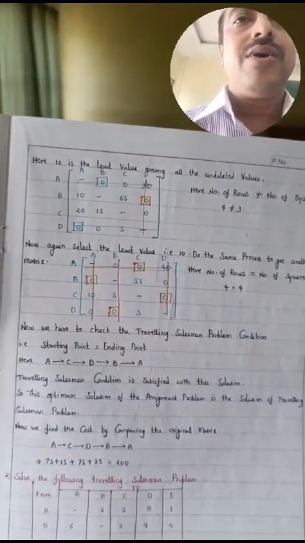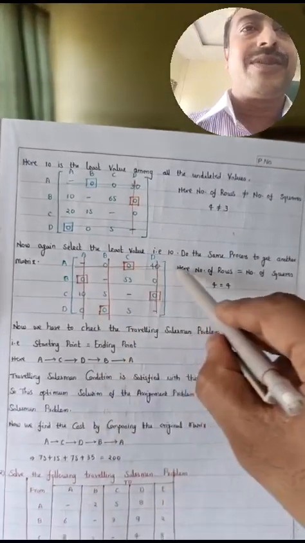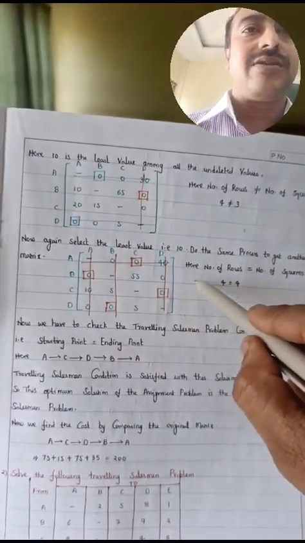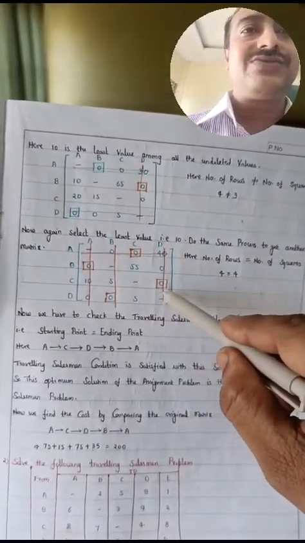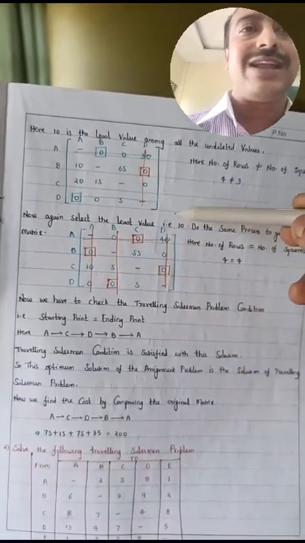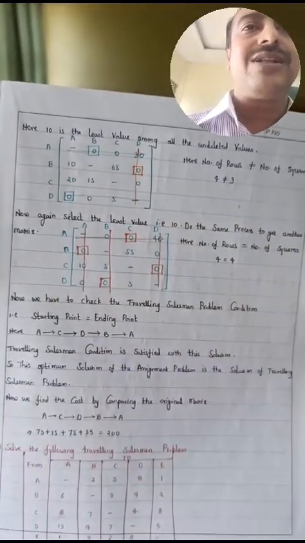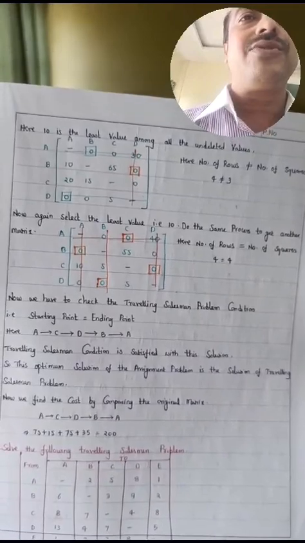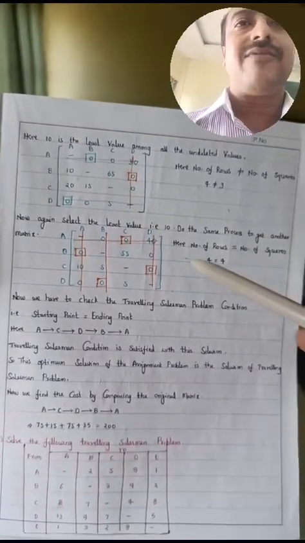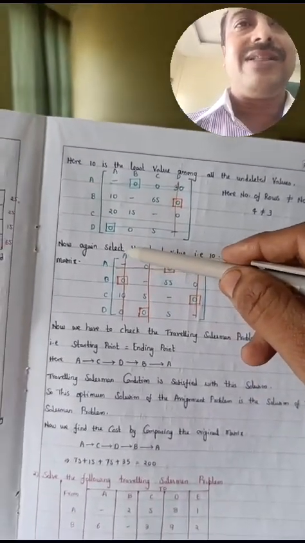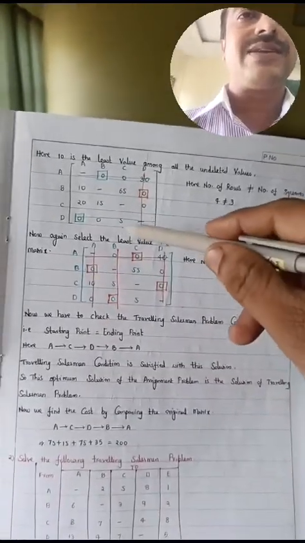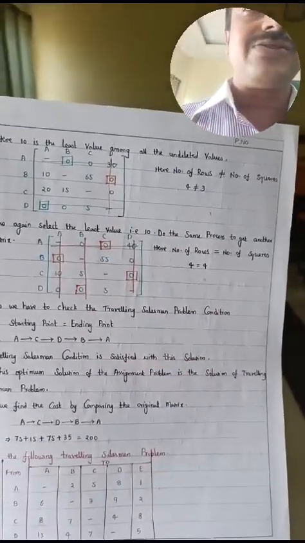And now I will look at the first row. In the first row there are 2 zeros. In the second row there are 2 zeros. In the third row there is one 0, so I mark it with a box and cancel that column. In the fourth row also there are 2 zeros, so I move to the columns. In the first column there are 2 zeros. Now I move to the second column, which also has 2 zeros.